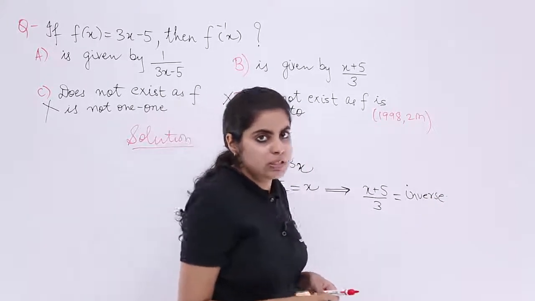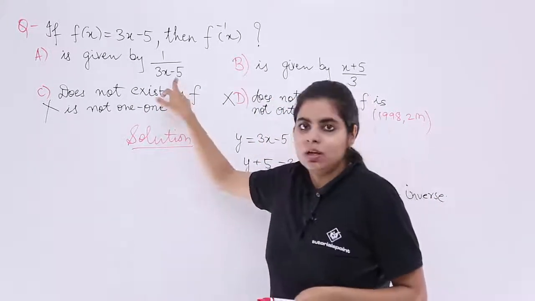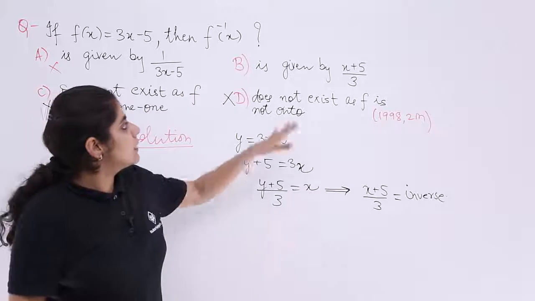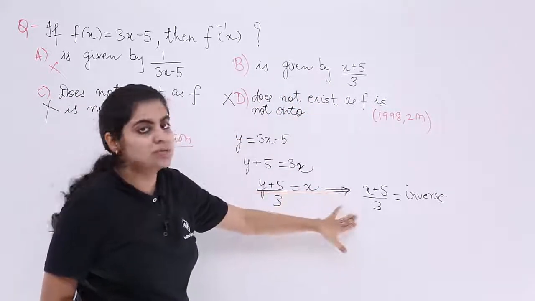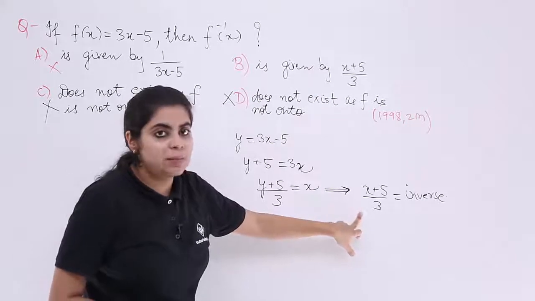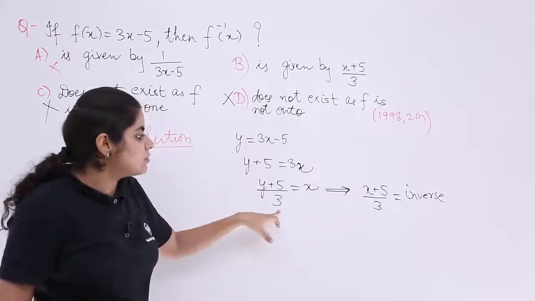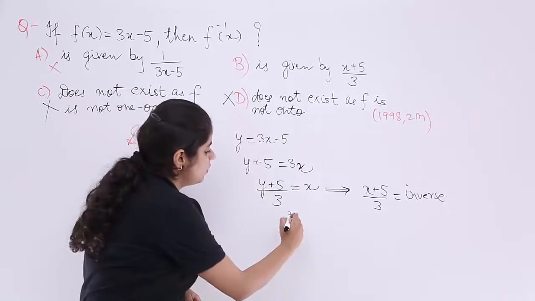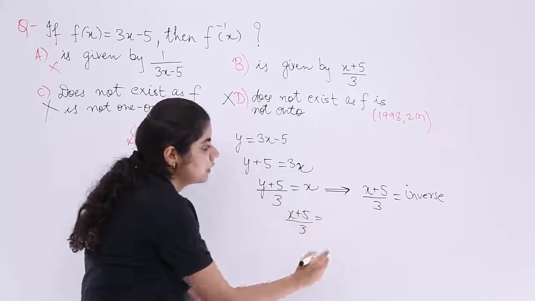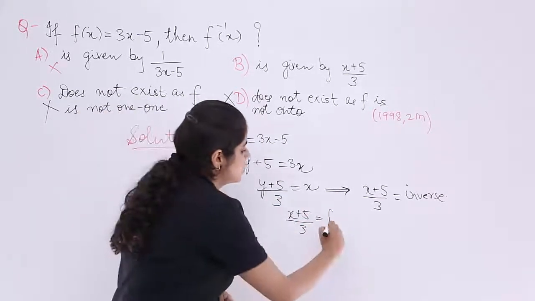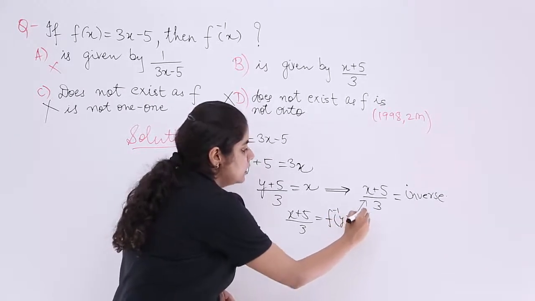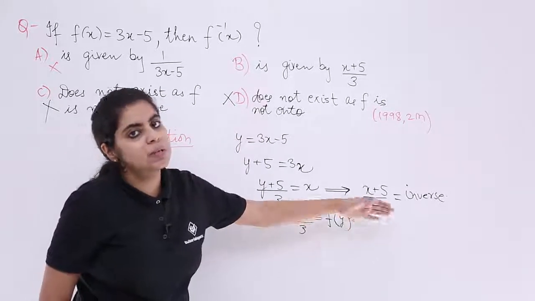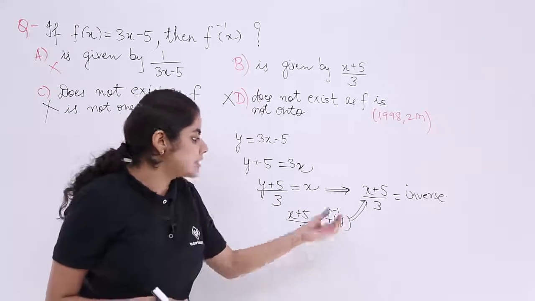Now check with the options. (x plus 5) upon 3? No. A is not (x plus 5) upon 3. So again A is not my answer. The last option that is left is given by (x plus 5) upon 3. This is what we did. For those who find this step abrupt, I again repeat, (y plus 5) upon 3 is equal to x is given. One step that we skipped was that you write x as f inverse y. Now again these steps will lead to the last step only, that (x plus 5) upon 3 is f inverse y, which is basically the inverse only, or f inverse x can also be written.